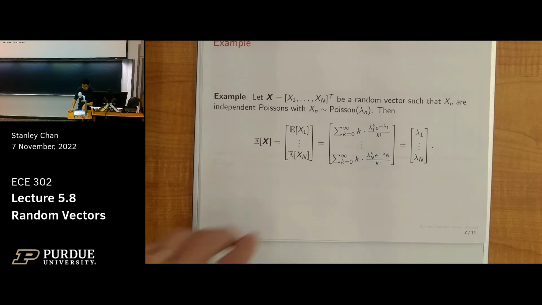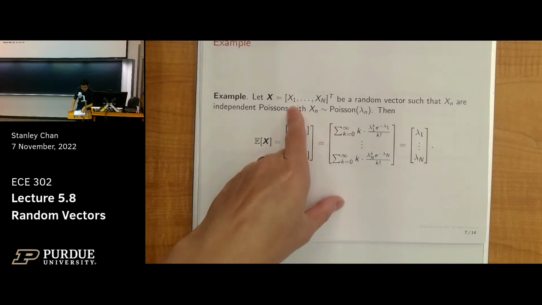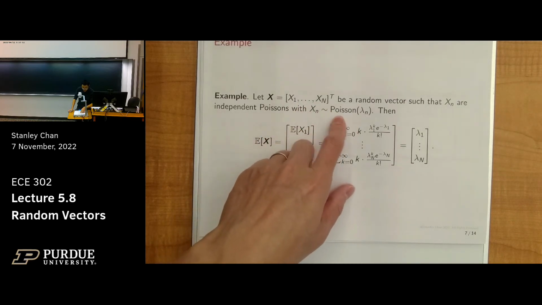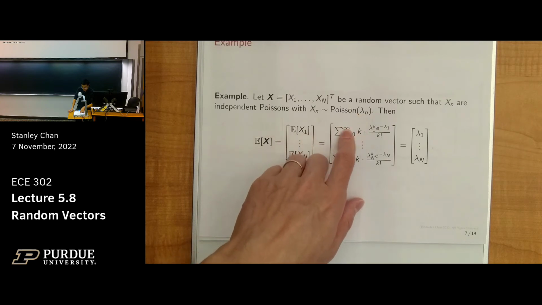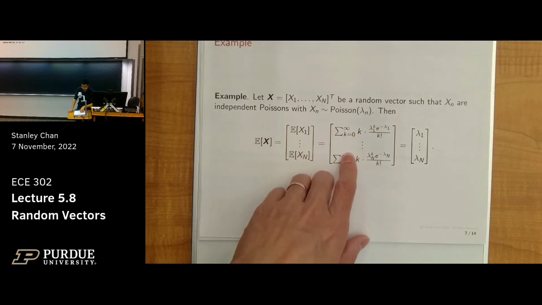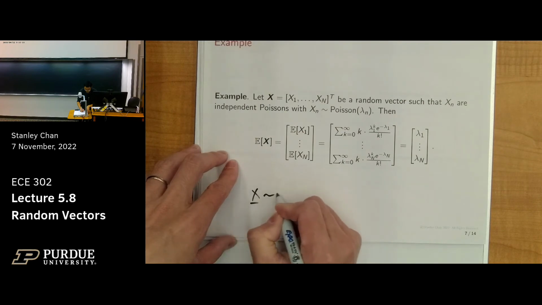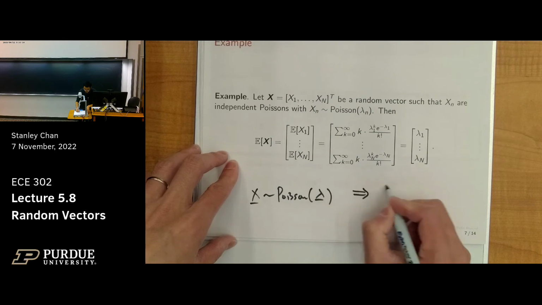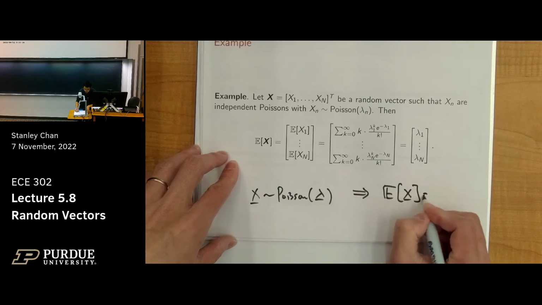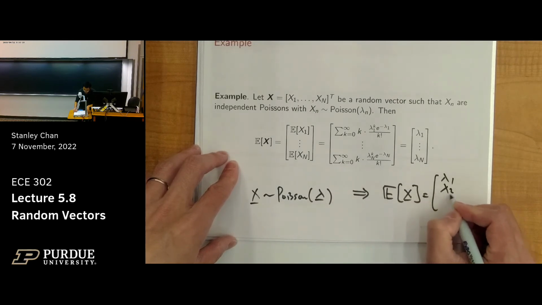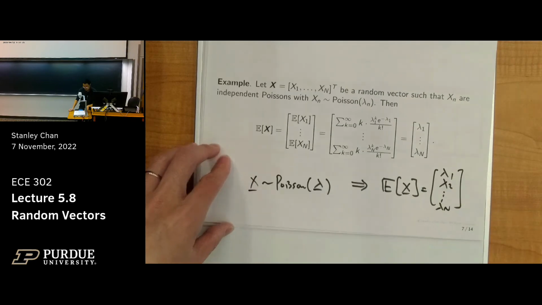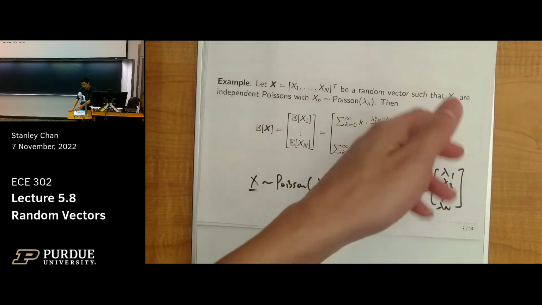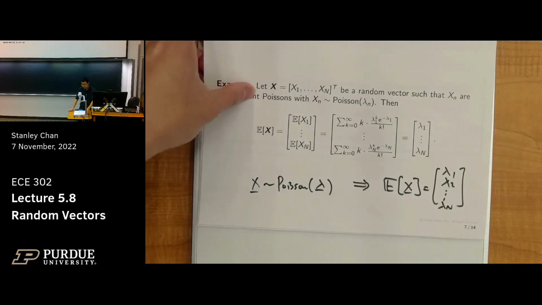So here is an example. If you have a Poisson, for each xn, they're independent Poissons, and they have a different mean. Then you just calculate each one individually. So if I say x is a Poisson of lambda vector, then the expected value of this x would just be lambda 1, lambda 2, to lambda n. Right? Because the mean of one Poisson is lambda, and so the mean of all these individual Poissons would just be individual lambdas. So that's pretty easy.